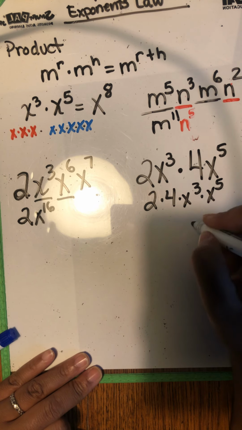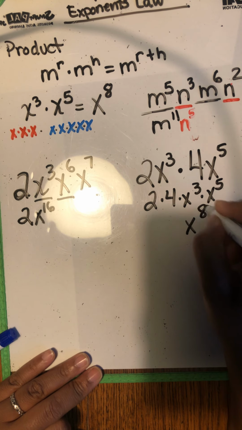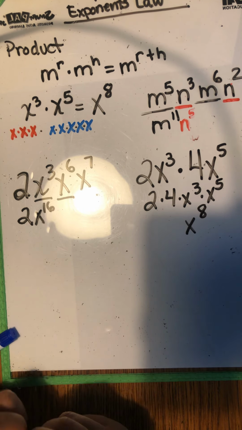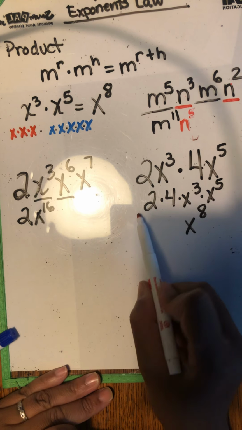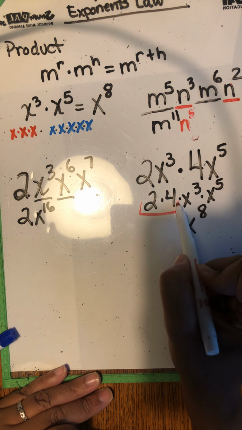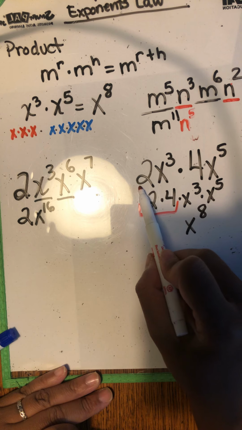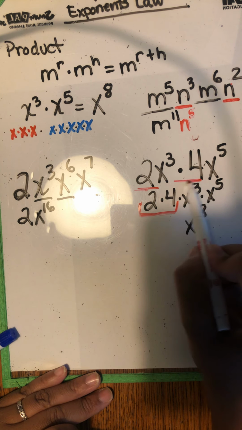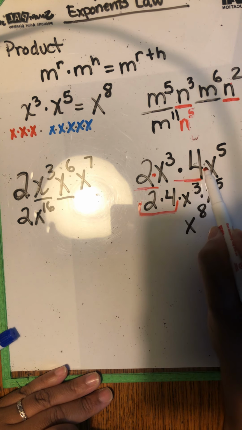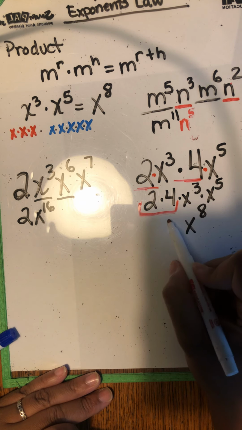Yeah, you can do that. If that makes your life easier, go ahead, so you understand where the x to the 8 comes from. It also helps you understand where this is coming from. So ask yourself, what is 2 times 4? Remember, these are all multiplication. 2 times 4. 2 times 4 is 8.